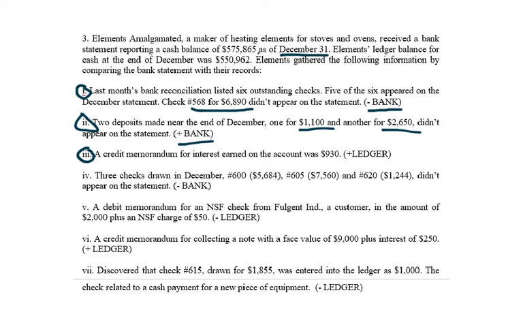All right, triple I here is a credit memorandum for interest earned of $930. The bank has added this to your balance. It has not, however, been added to your ledger balance, so we're going to add it to the ledger balance to bring us up to snuff.